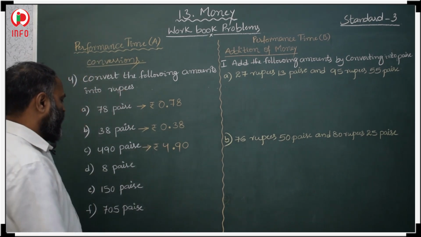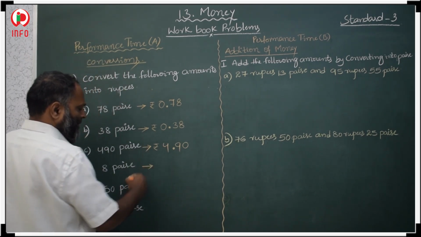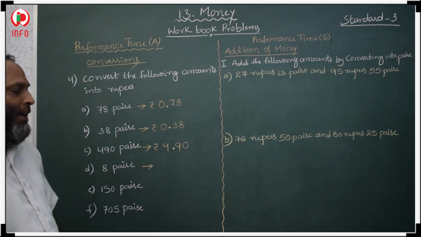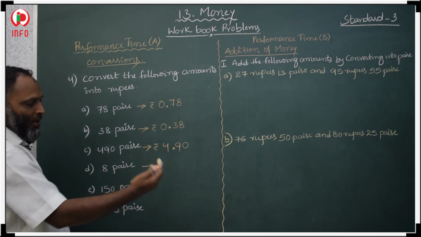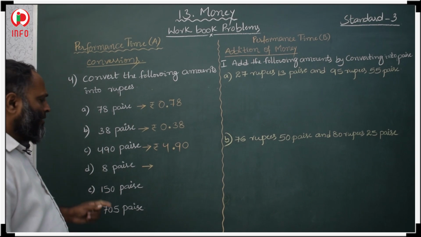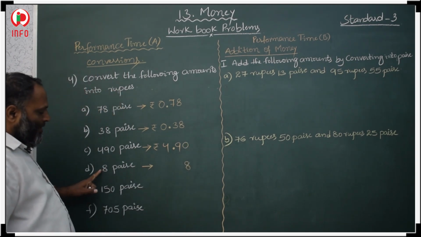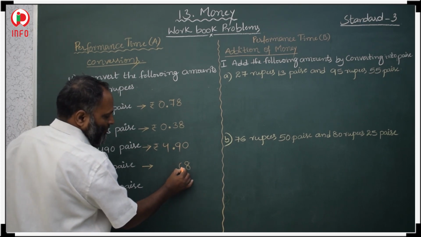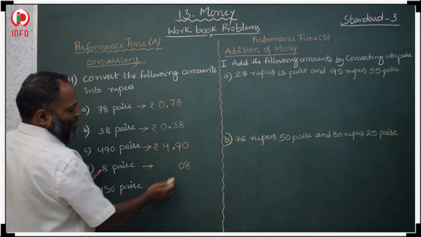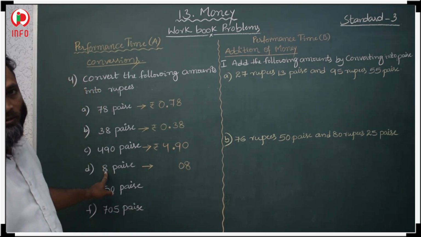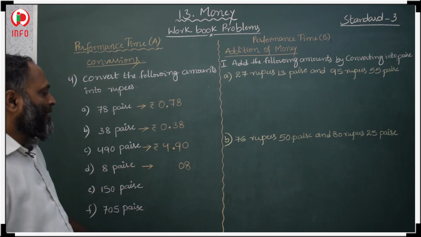Okay. Then after that, here 8 paisa. How to write 8 paisa? After 2 digits we keep a decimal. First, only the ones place is given here. If only the ones place is given, in the tens place we keep 0. Ones place, tens place: if only the ones place is given, in the tens place we keep 0.